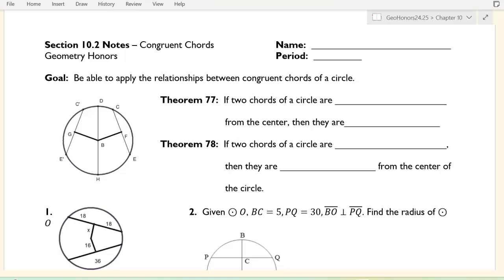Hello friends, in section 10.2 we are going to cover congruent chords. So we are going to apply relationships between congruent chords of a circle. And to start, we have two theorems to discuss.